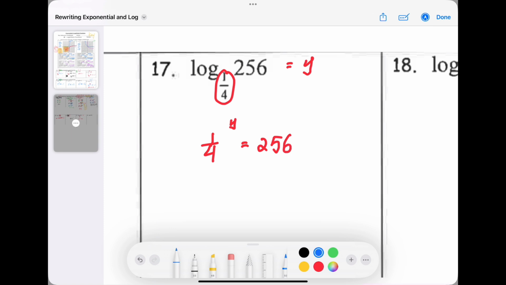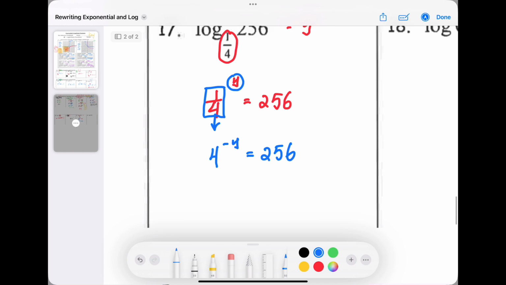256. Now, in classroom, I mentioned that Ms. Zong does not like a fraction. So can you rewrite 1 over 4, you know? I can write it as 4 to the power negative 1. And then do not forget, I have a y. So negative 1 times y. So that tells us with the housekeeping, negative 1 times y will be negative y. That is equal to 256.